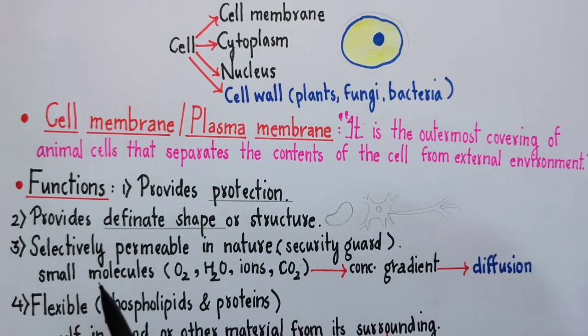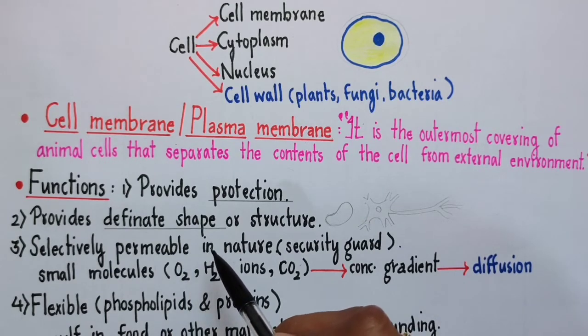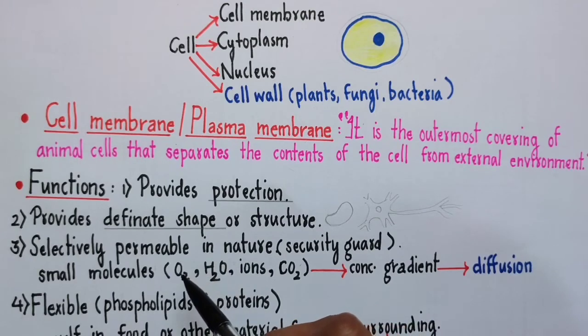Moving on to the third function. Now this function is very important, and in order to understand it, we need to understand the nature of the plasma membrane. So how is our plasma membrane? Our plasma membrane is selectively permeable in nature. Now what does this term selectively permeable mean? It means that the plasma membrane is going to selectively allow only certain molecules to move in and out of the cell depending upon their identity.